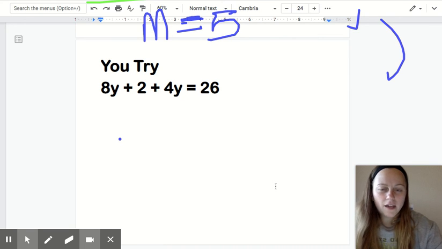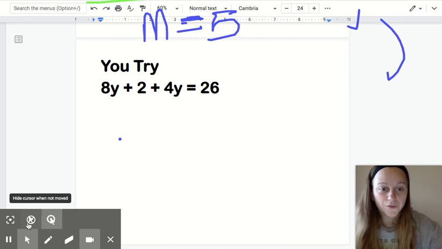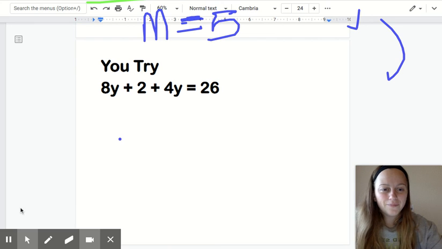Try this one for me. Combine like terms first and then solve. Press play when you're ready to check your answer.